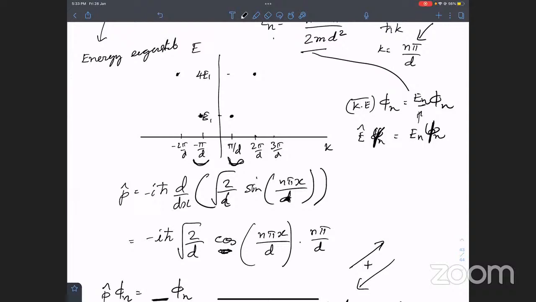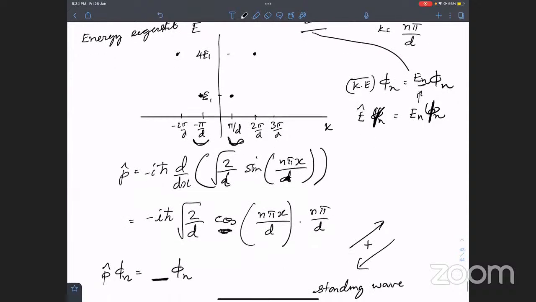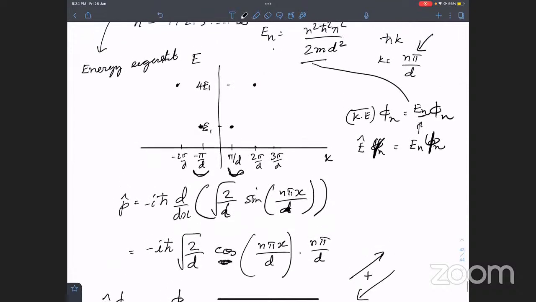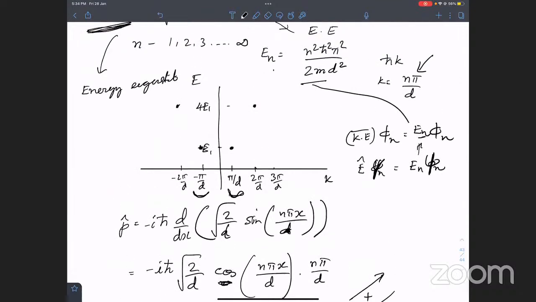So what is the momentum of a ground state, for example? There is no answer. It doesn't have a definite momentum. Why? Because it's not a traveling wave, and so it's not an eigenstate of the momentum operator. It has a K, okay? But I cannot differentiate between plus and minus K. That is where the uncertainty comes from, right?